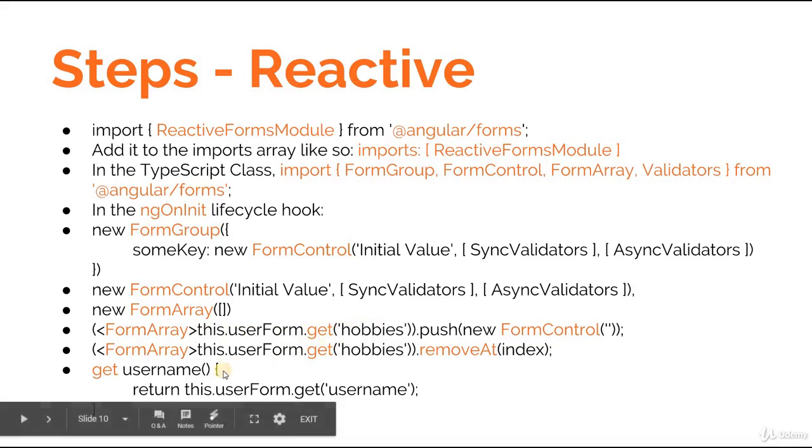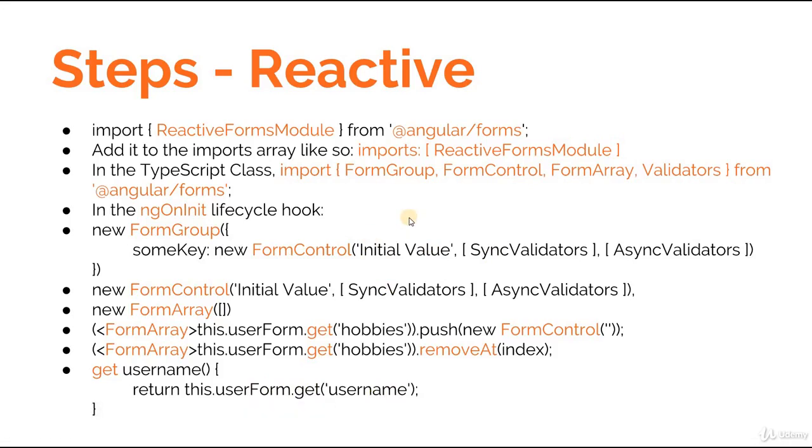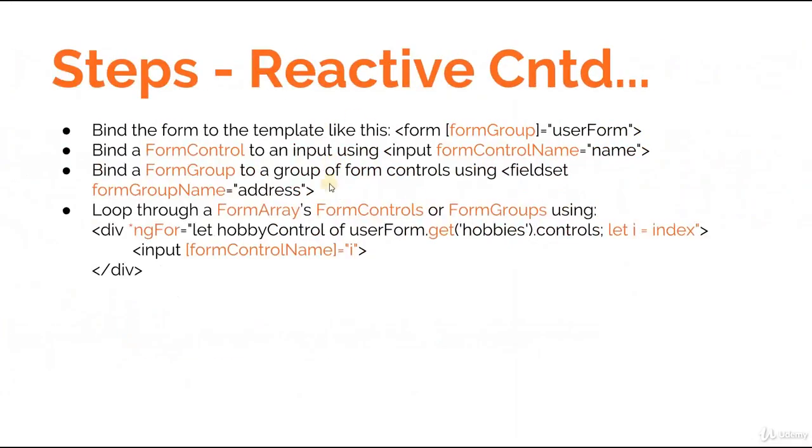In that case, we can simply create a property which can be of type get, and this would return essentially the form control for us like so. All right, and these are the steps that we'll need to follow inside a TypeScript class to create a form. And then to synchronize that form inside the template or the view, we need these syntaxes.